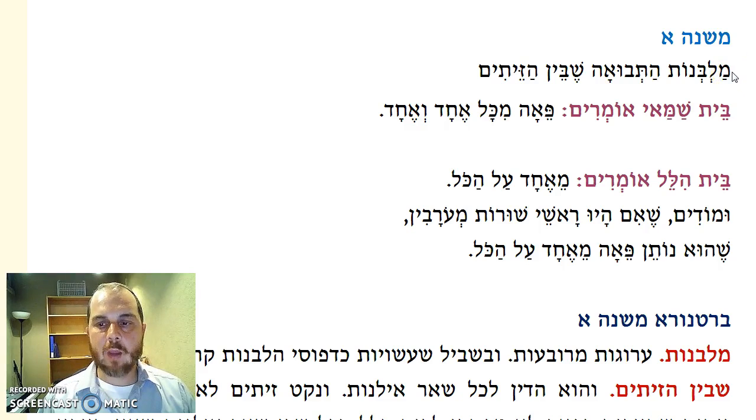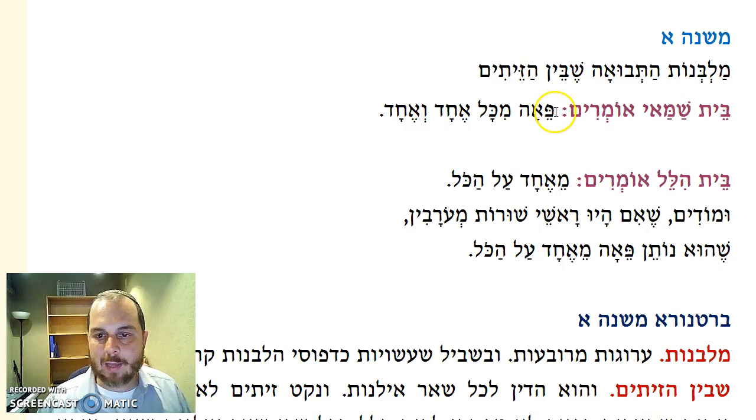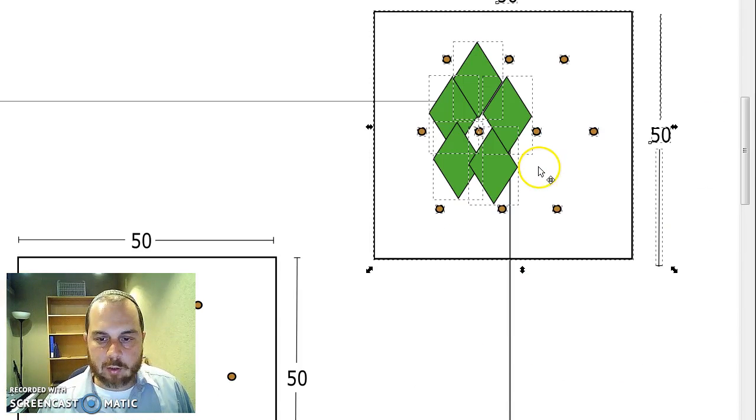Says the Mishnah, Malbenot hatvu'ah shebein hazeitim. If I have malbenot, from the word malbein, rectangles of grain, of produce, between olive trees. So now the machloket is Beit Shammai omim. Beit Shammai says, Peah mikol echad ve'echad. I have to do one peah from each different malbein, each rectangle. Beit Hillel omim me'echad alakol. Beit Hillel says, no, you take from all of them together.